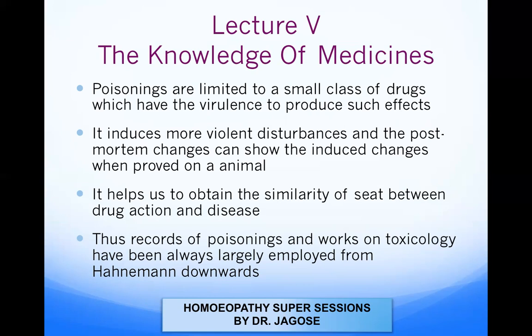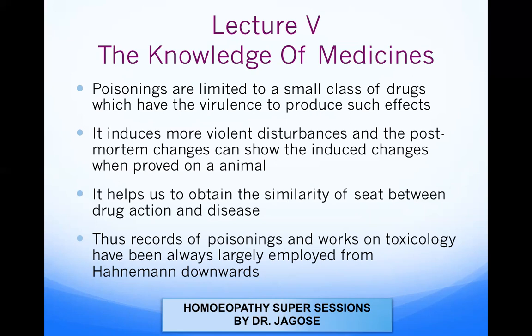So therefore he says that a small group of drugs are there which may be poisonous, and as a result of which they have their virulence to produce such side effects. If such poisons produce violent disturbances because of the virulence and they kill the person or they kill the animal, the post-mortem changes can show the changes that are taking place in the animal which is killed. It helps us to obtain the similarity of seed between drug action and disease.